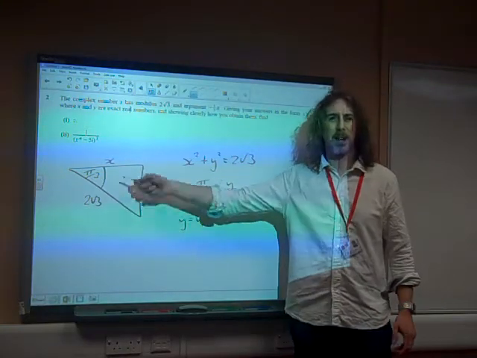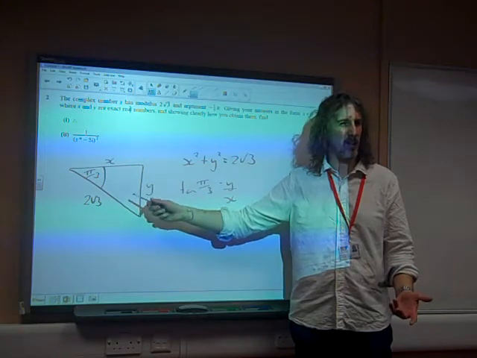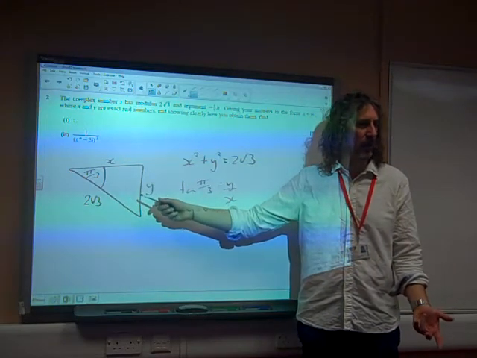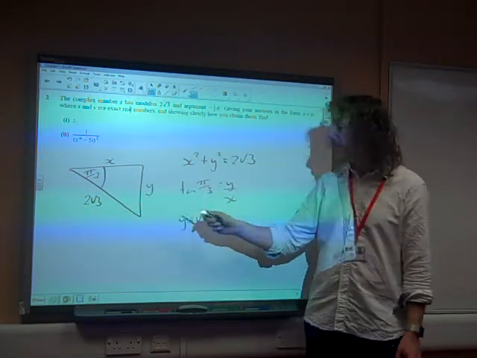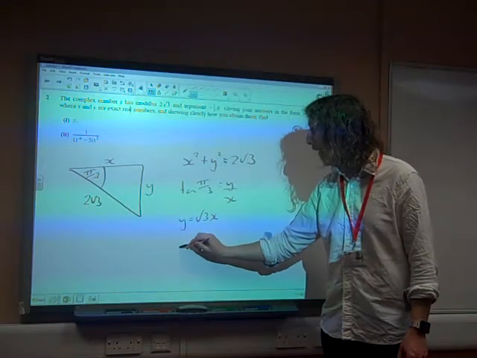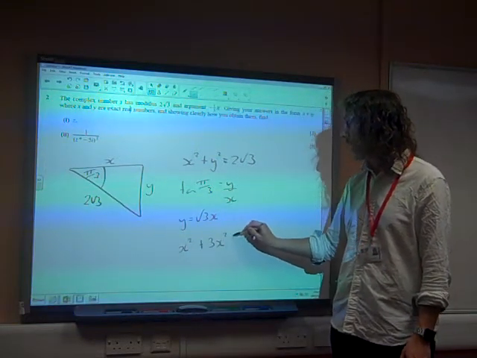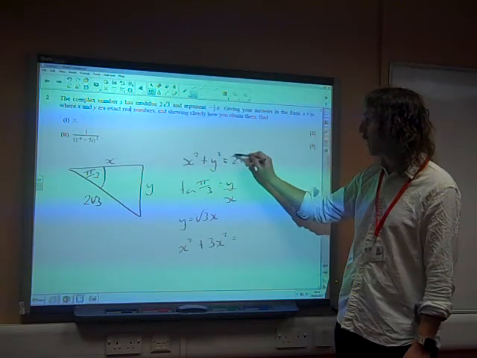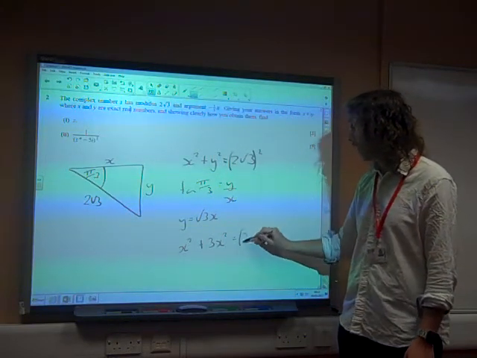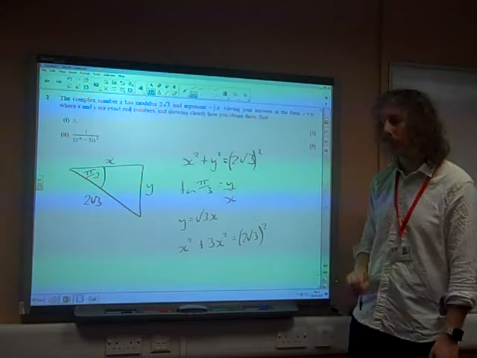Now actually, I know I'm getting mixed up with the minuses, and I'll work it all out. You could say it's minus root 3 x at that point, couldn't you? I'm going to sub that into this equation to say, therefore, that x squared plus 3x squared is 2 root 3 squared, because it's Pythagoras' theorem.